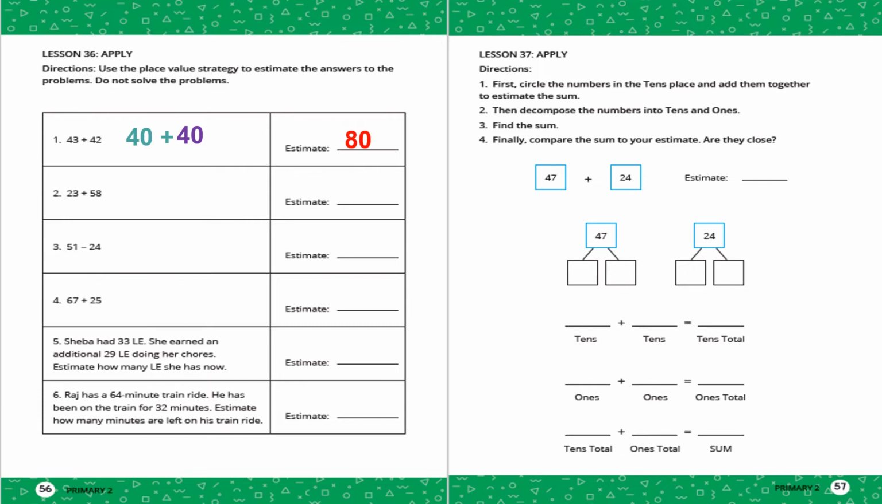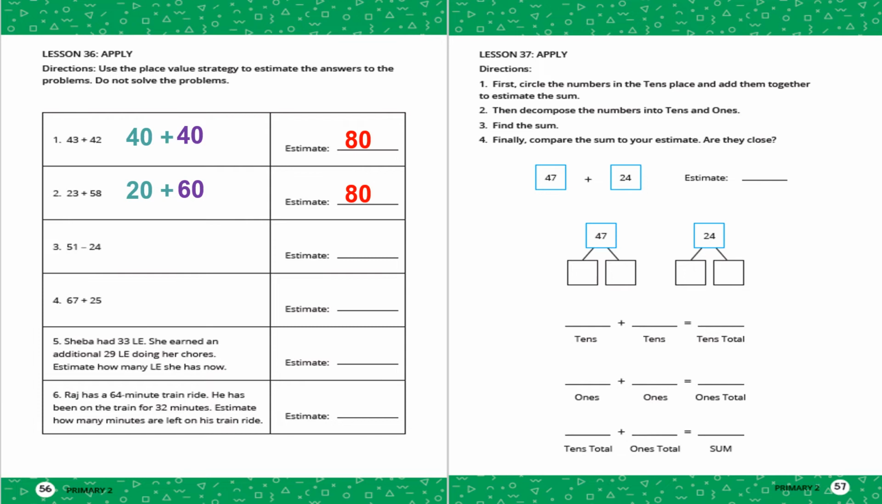23 plus 58. Let's estimate 23. 23 is between what and what? Between 20 and 30. Look at ones. Ones is 3. 3 is less than 5. So 23 will be 20. 58. 58 is between what and what? Between 50 and 60. Ones is 8. 8 is more than 5. So you will go to the next door. So 58 will be 60. 20 plus 60 equals 80.